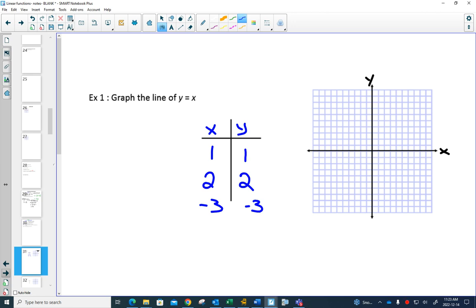Now, when we plot these points, can you see that (1, 1) would be right there? (2, 2) would be right there. We'll label that one. And (-3, -3) would be down there. Do they form a nice straight line? Yes, they do. So we draw the line through the points that we have and put arrowheads on the end to say it goes on forever. And this is the graph of y equals x. That's a very famous line, as far as lines go.